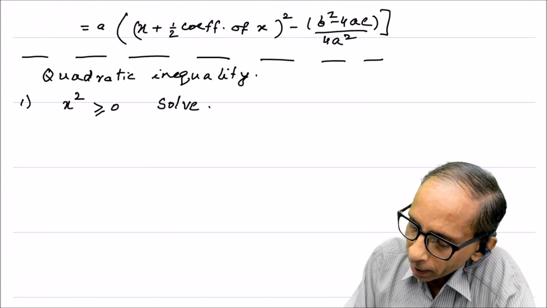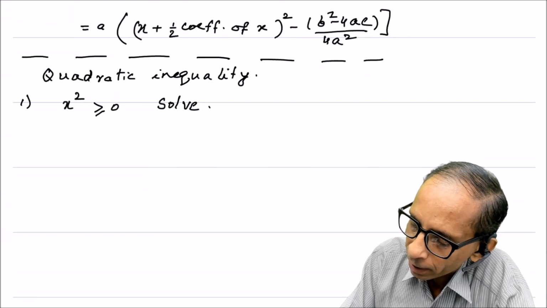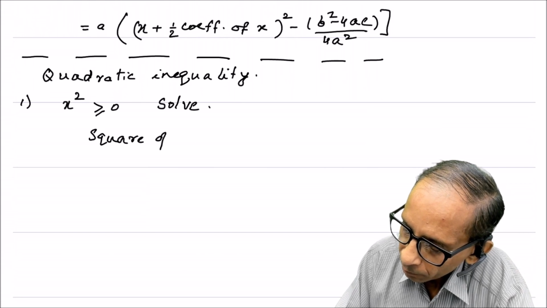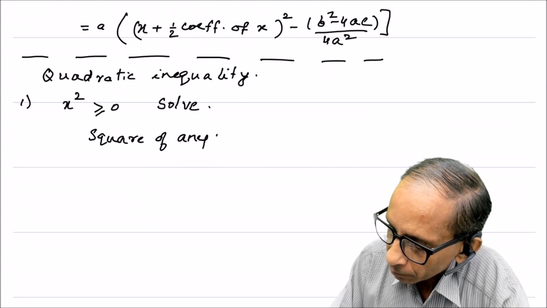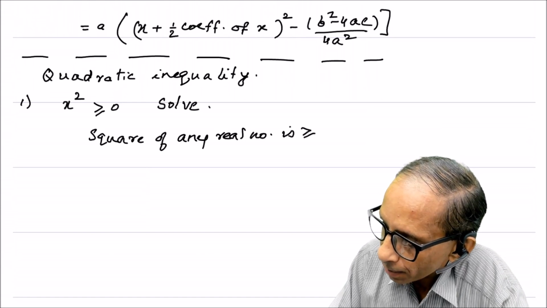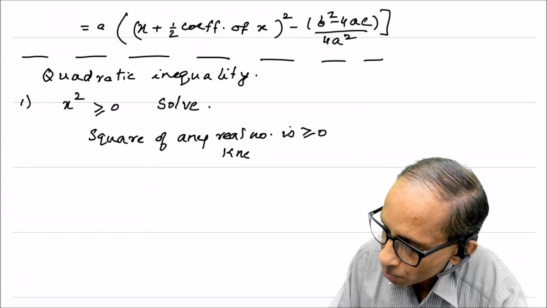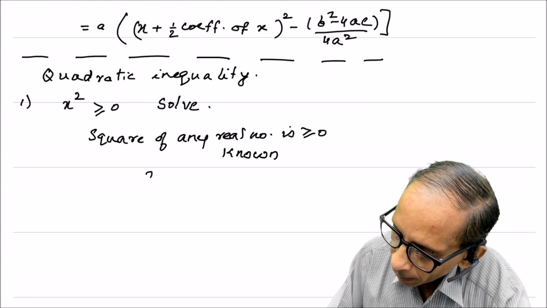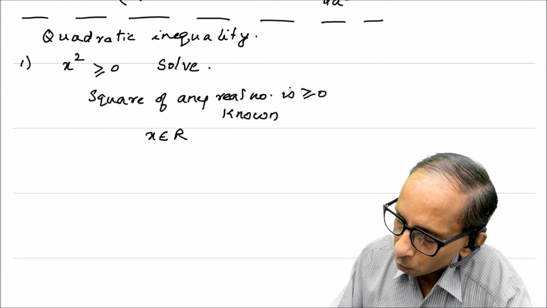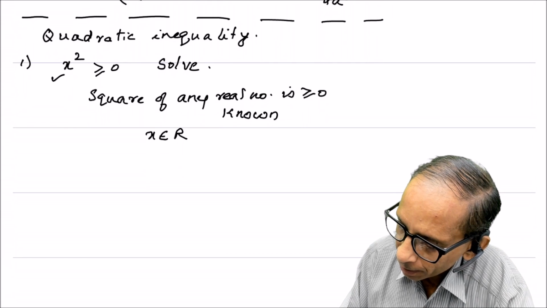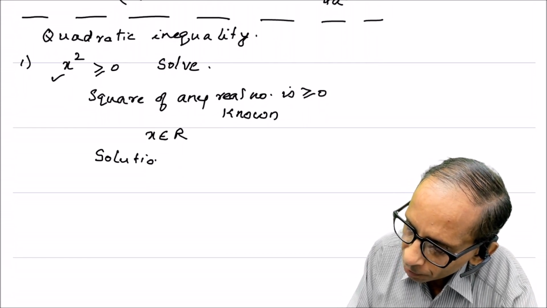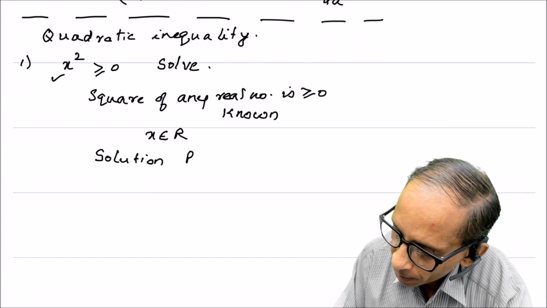All of us know that the square of a real number is always greater than or equal to 0. This fact is known. So x can be any real number for this particular inequality. So what we find is that the solution for this particular quadratic inequality is R.